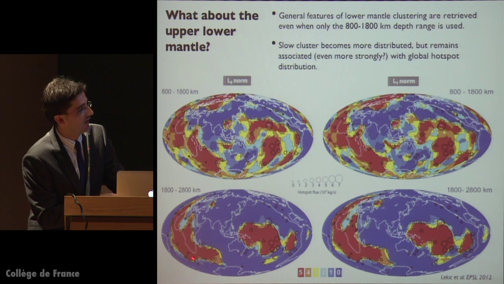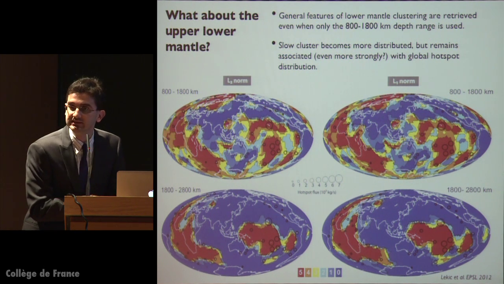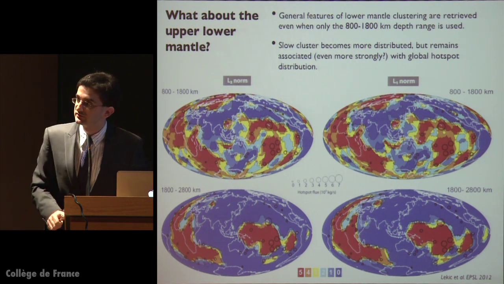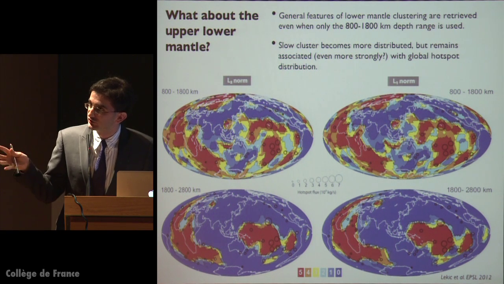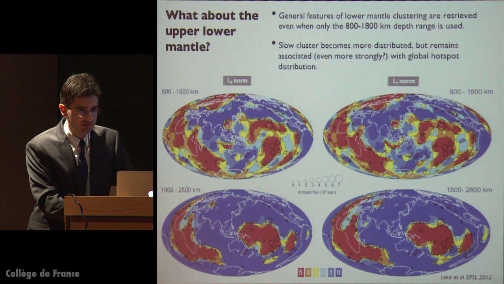Interestingly, whereas one can make the argument, as many have, that the hotspots, which are shown here in circles, are preferentially found on the edges of the LLSVPs, as seen at the bottom of the mantle, if you look at the locations of this cluster in the mid-mantle, this relationship is much less clear, and it seems like the majority of hotspots you can place well within the slow cluster in the mid-mantle.